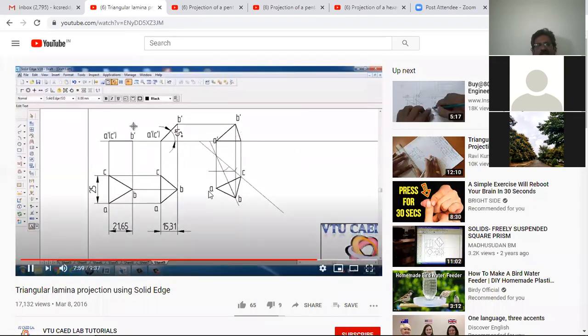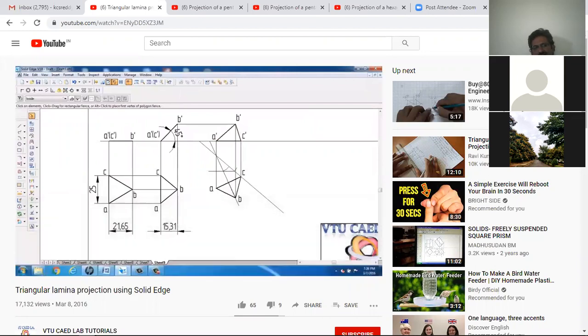And after finishing everything, you need to check the XY, VP, HP, then dimension lines and arrowheads. All this is to be done.